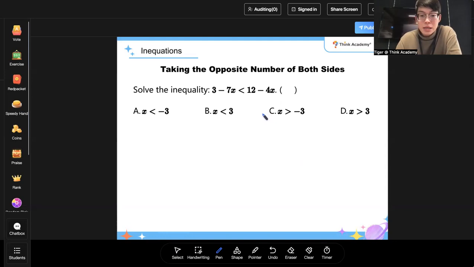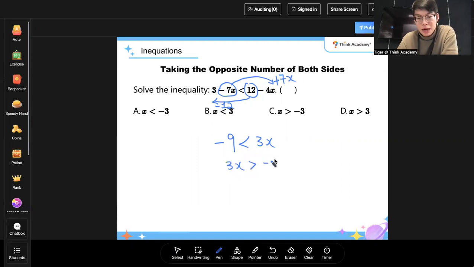First of all, we can still pretend that it is an equation. Let's just keep the 3 there because I want a positive x. So I moved x there such that it becomes plus 7x. I moved the 12 to the left-hand side such that it becomes minus 12. So 3 take away 12, that is minus 9, is less than minus 4x adding 7x, that is 3x, which means that minus 9 is smaller than 3x, which means 3x is greater than minus 9.